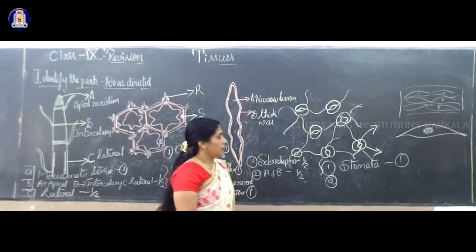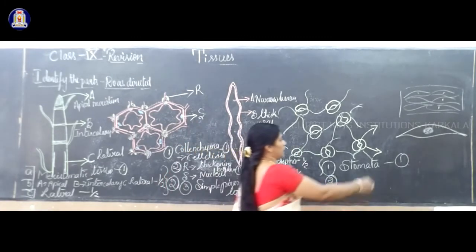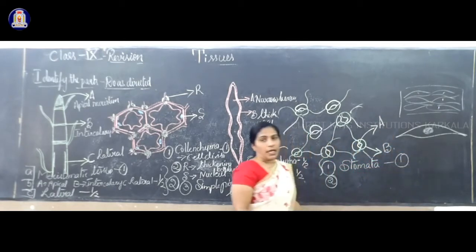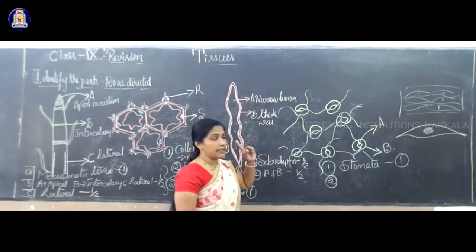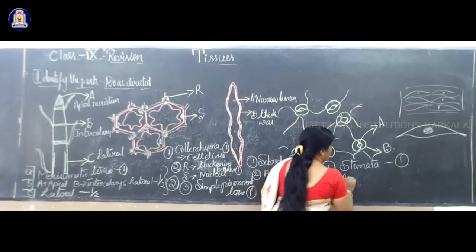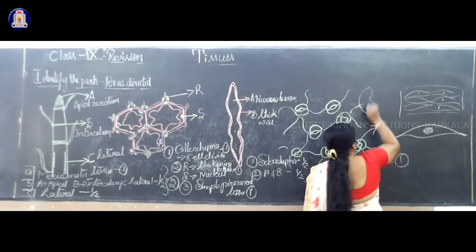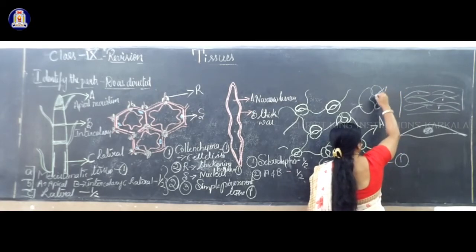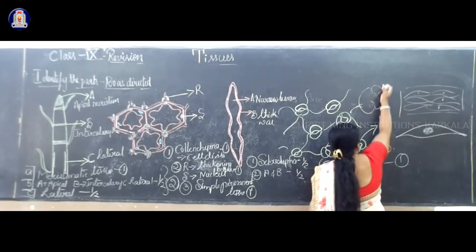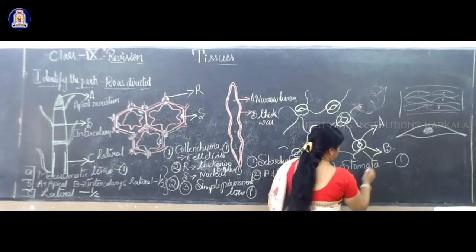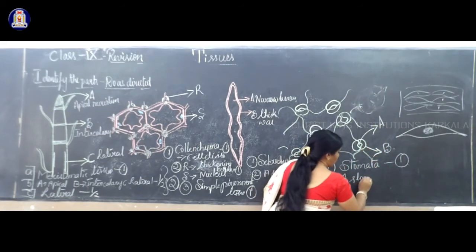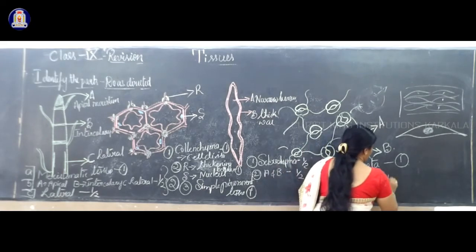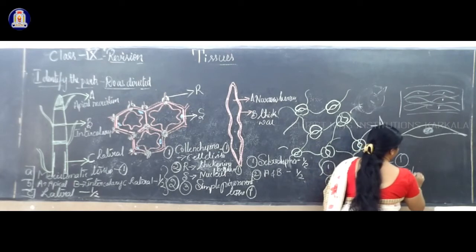Second one: name A and B and write their function. First, A. Observe carefully. Sometimes in a diagram like this you will get an arrow mark. You write stomatal pore. Stomatal pore is this structure, so here it is stomatal pore, stomata.